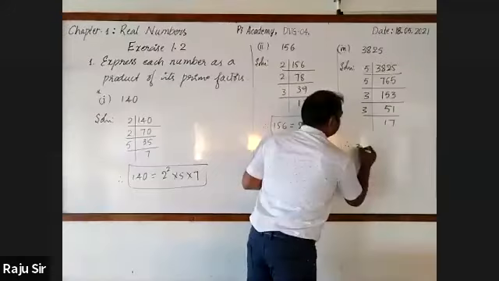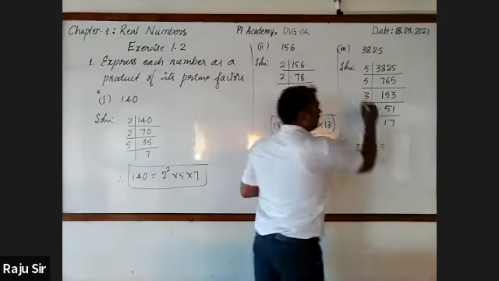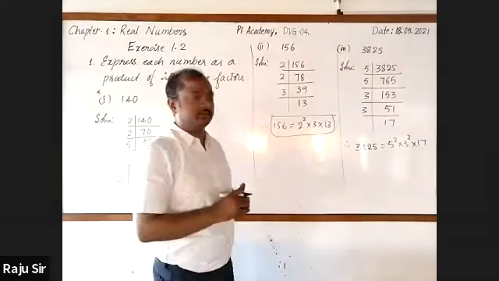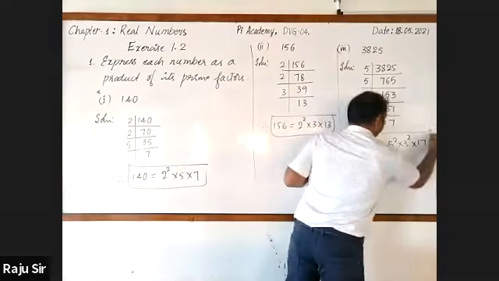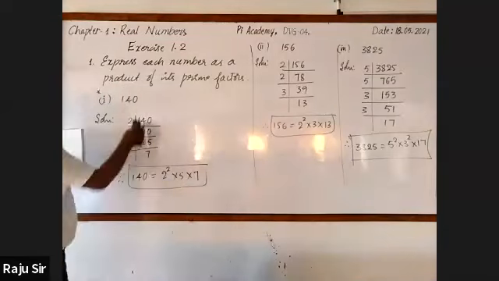Therefore, 3,825 can be written as 3 square into 5 square into 17. That is the third sub question.